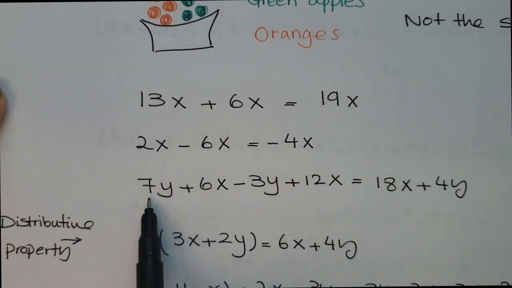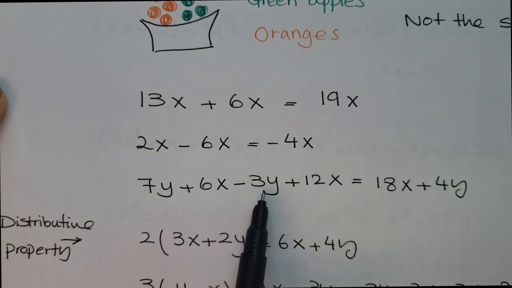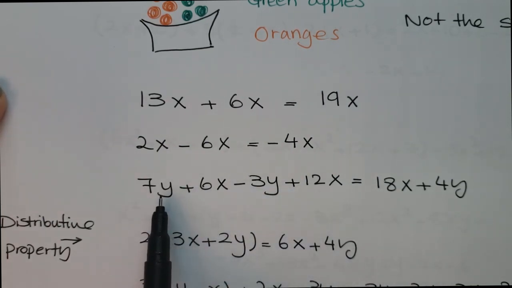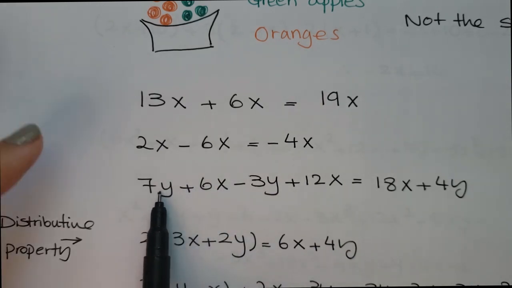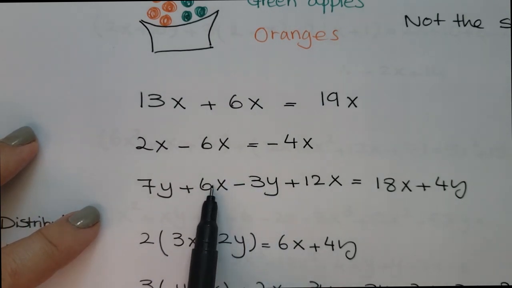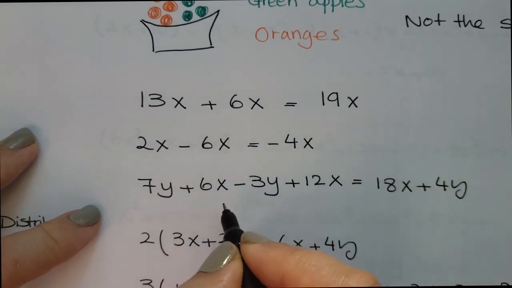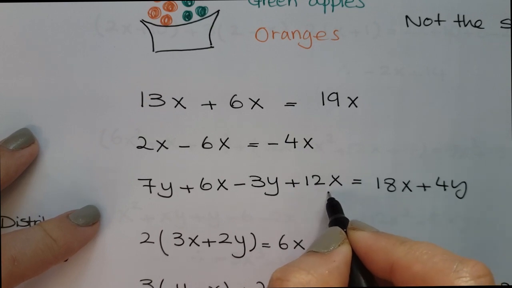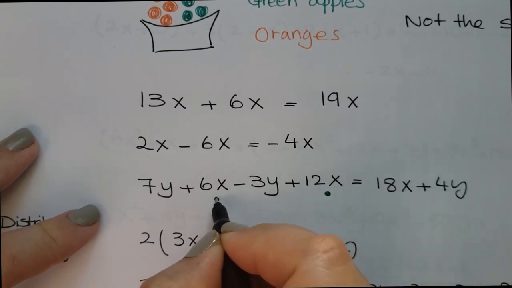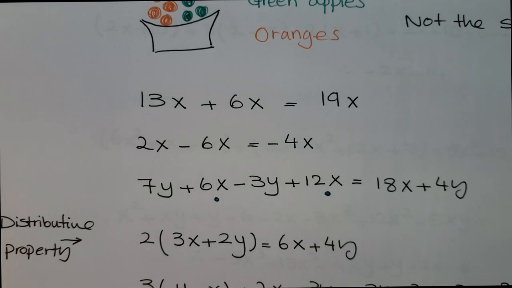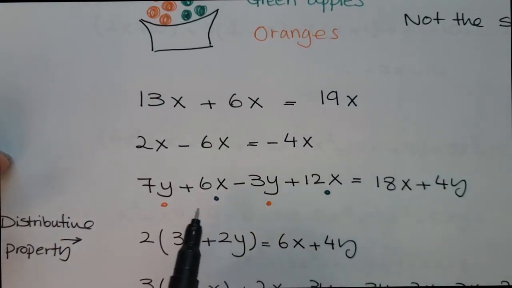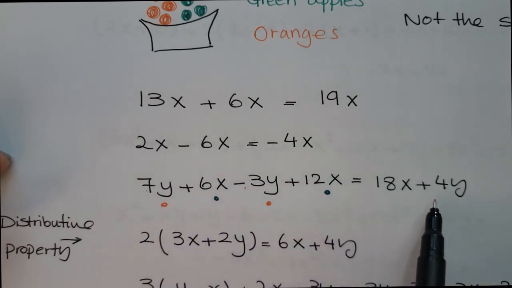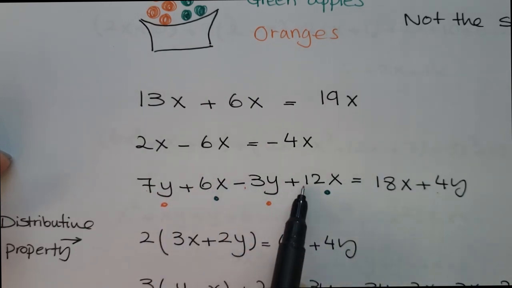The third one would be 7y plus 6x minus 3y plus 12x. So here I have oranges and apples, right? Oranges should be added with oranges. Apples should be added with apples. So here I do apples with green, okay? And I do oranges with orange. So here 7 minus 3y, it's 4y. 6 plus 12, it's 18x's.